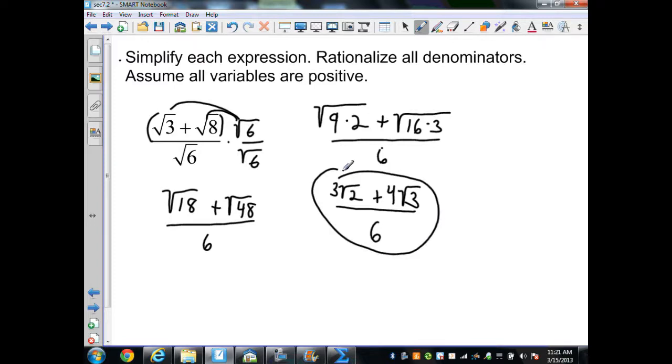But if you wanted to look further, you could separate this into 2. 6 would have to go under both of these, which would be 3 square roots of 2 over 6 plus 4 square roots of 3 over 6, which then I could simplify each fraction, which would give me the square root of 2 over 2 plus 2 square roots of 3 over 3. But I prefer to leave it in this fashion.